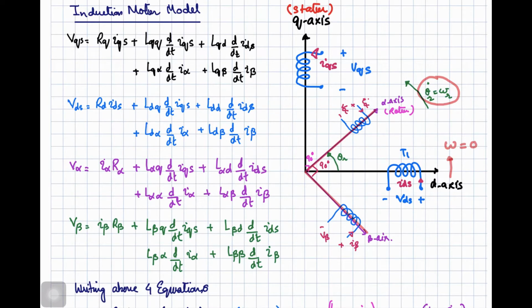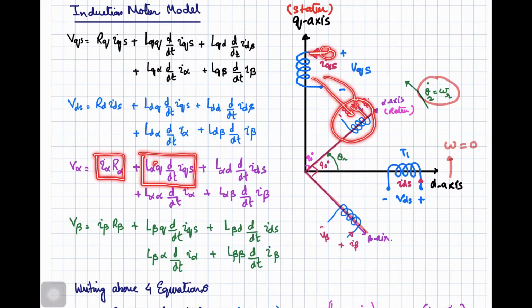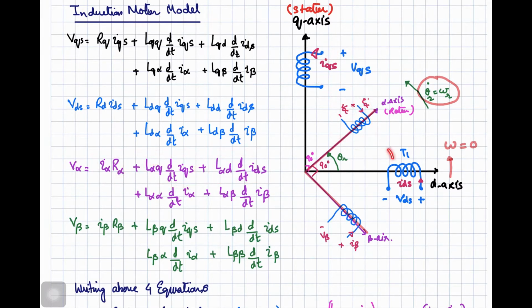Now considering Vα, the voltage across this winding, so again the first term will be Iα into Rα, the second one will be L_αQ, meaning the Q axis interaction with this one, into the derivative of IQS. The variation of the current in this circuit will cause the induced EMF in the alpha axis winding, so that is given by this one. Then the interaction of the alpha axis with the D axis, the EMF induced in this winding because of the variation of this, so that is represented by this term L_αD into derivative of IDS.